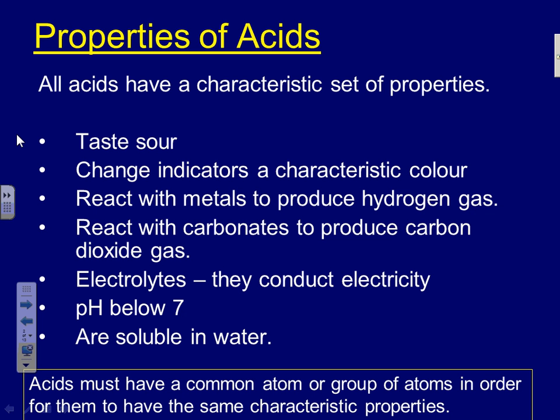They change indicators a characteristic color, all right? So some common indicators that we use is litmus paper. And if you dip litmus paper in an acid, it becomes red. All right, so litmus is red in an acid.